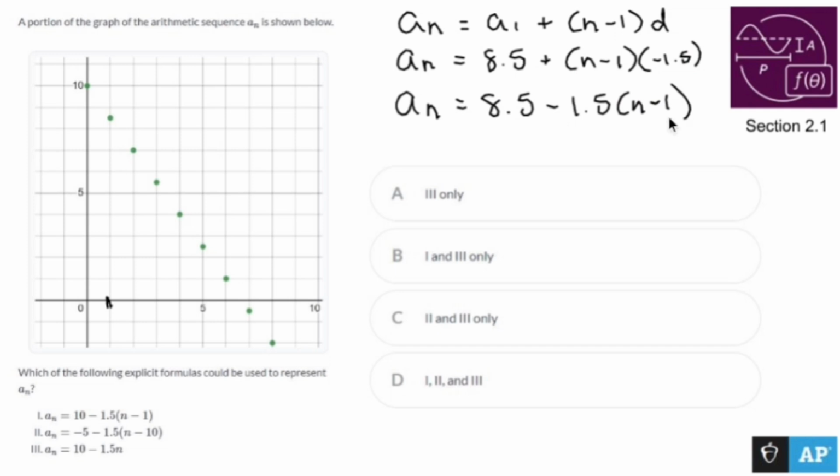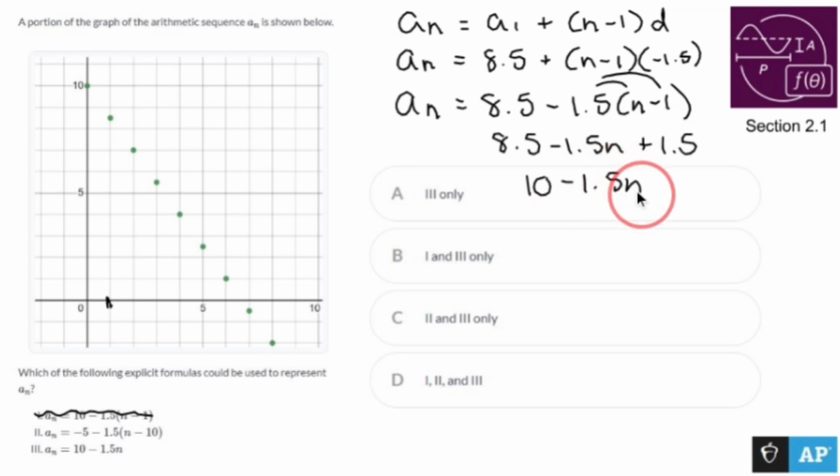Okay, so you look like you, but you're not. Negative 5 minus 1.5 n minus 10? I don't know. I'm going to go back to that. 3 doesn't look like that. However, if I distribute that negative 1.5, I now have 8.5 minus 1.5 n plus 1.5, which gives us 10 minus 1.5 n. So it's definitely 3.